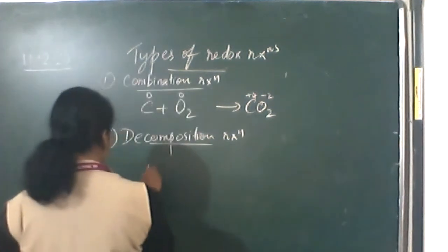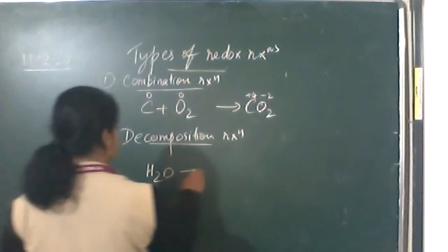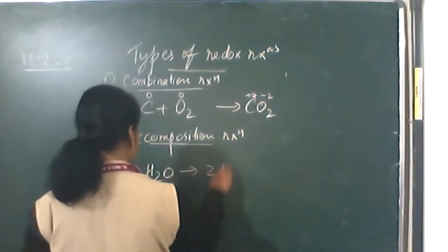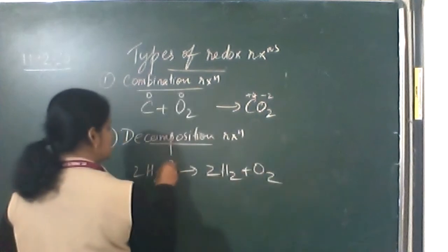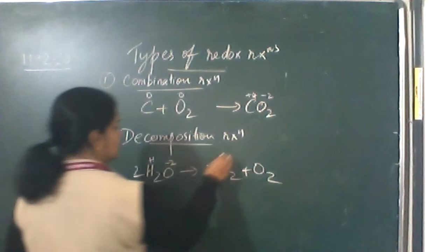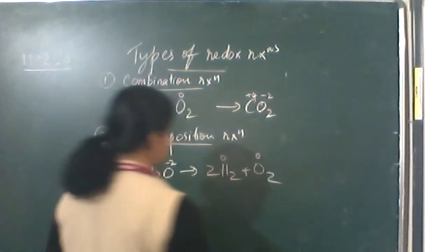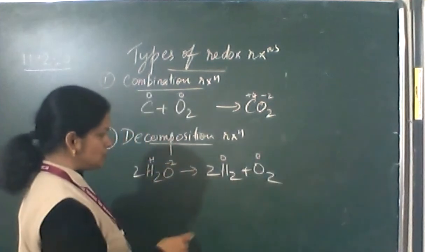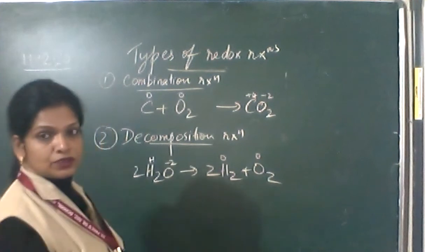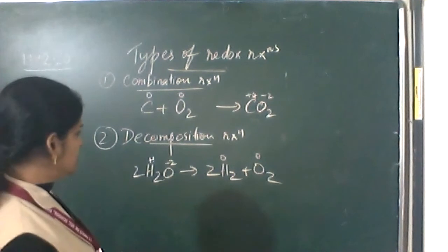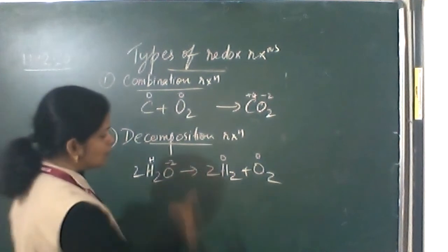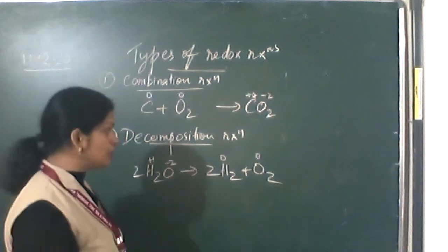So here, 2H2O gives 2H2 plus O2. Here it is minus 2, here it is plus 1, and here 0, 0. Only then is there a change. There should be a change in the oxidation state, and only then can we call it a redox reaction. So at least one of the products should be in the elemental form.